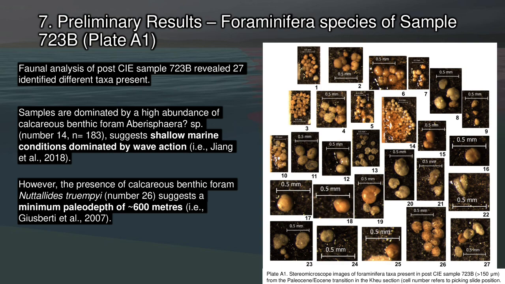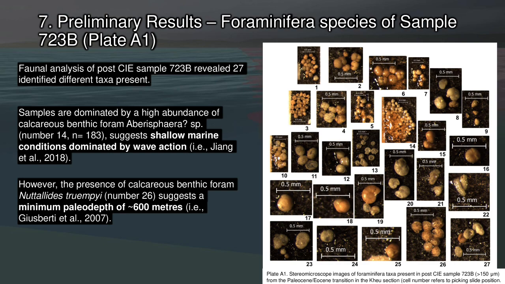However, there is also the presence of the calcareous benthic foram Nuttallides trumpyi, which is number 26 here, and authors have used this particular taxon to infer at least a minimum paleodepth of 600 metres. So again, going back to the report, there's still no one overall agreed paleodepth for this site. Is it potentially very shallow, neritic, or is it potentially more bathyal? It's maybe a bit deeper. But it's a shelf site nonetheless, but its exact depth still requires further analysis to figure out how deep it was.